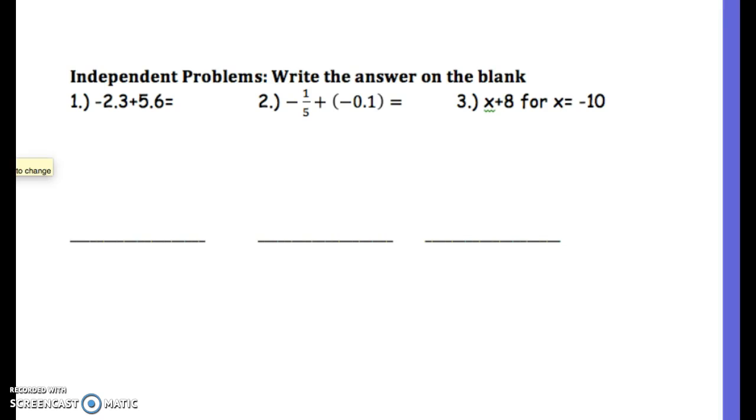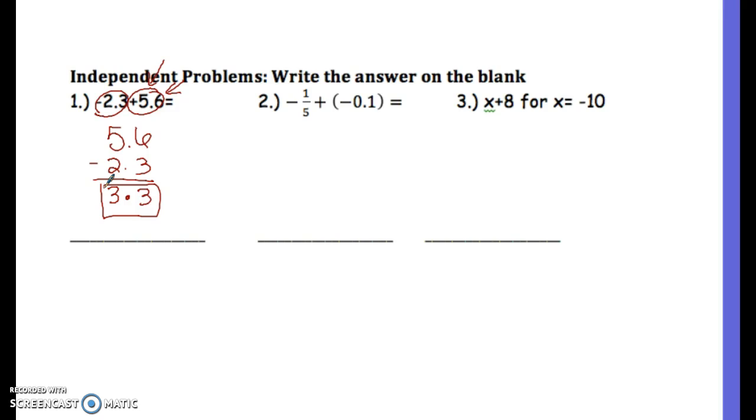For number 1, they are different signs. So again, you do big minus small, keep the sign of your largest number. So 5.6 minus 2.3. Your decimal comes straight down. 6 minus 3 is 3. 5 minus 2 is 3. When I look at negative 2.3 or positive 5.6, 5.6 is bigger, so my answer stays positive 3.3.